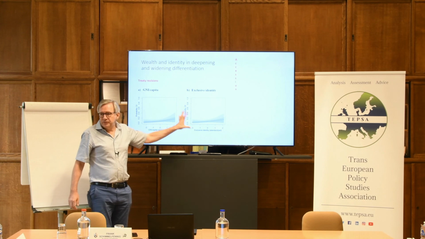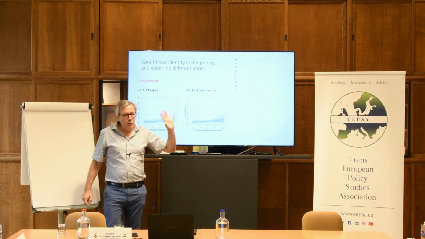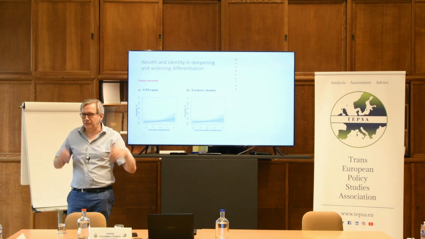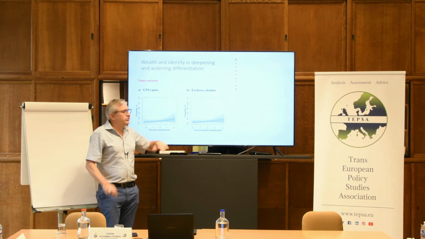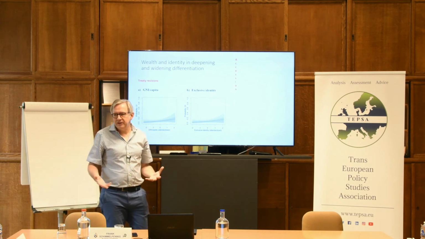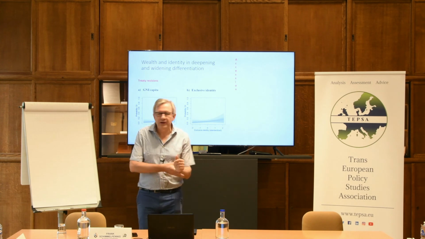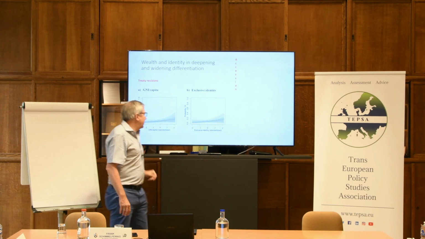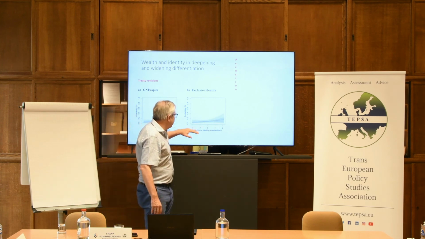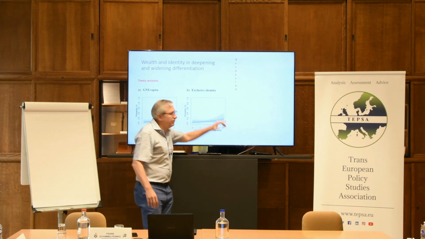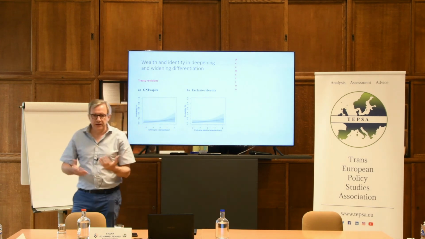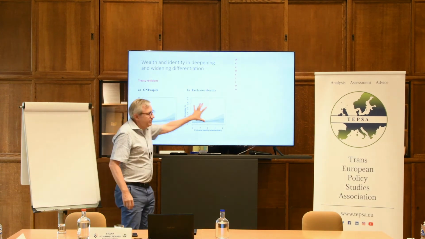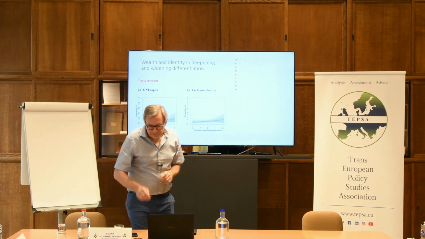We see the same picture when it comes to identity. So this measures, according to the Eurobarometer question, whether you feel more European or national. You know that question probably. This looks at the share of people in a country that have an exclusively national identity. So again, we see this effect that the higher the share of nationally exclusive identity is, the higher is the probability that this country will get an opt-out. So it's both wealth and identity that we find here.